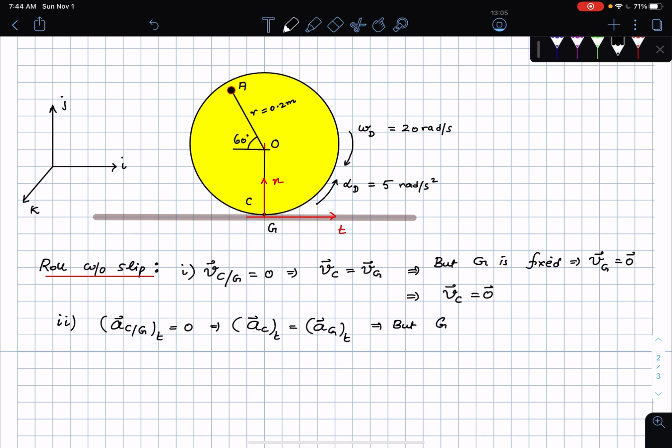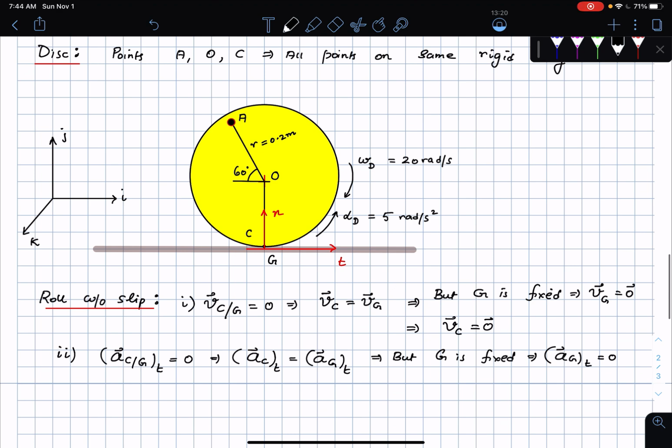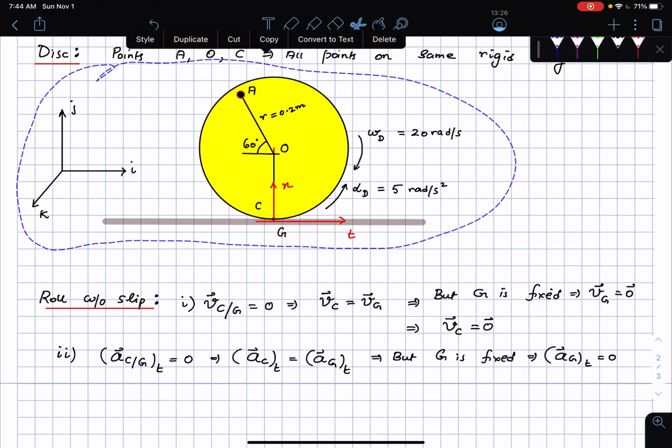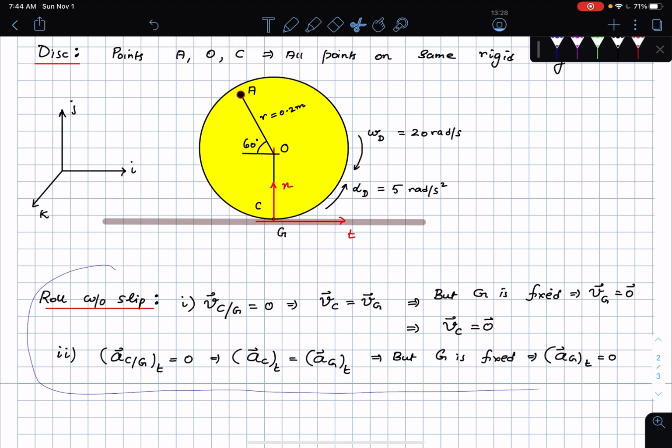G is fixed, which implies that its acceleration in the tangential direction is 0, which tells me that the acceleration of C in the tangential direction is 0. I'm just going to make a little more space for this so that I can squeeze all of this on to this single page here. Okay, so please bear with me while I push up stuff.